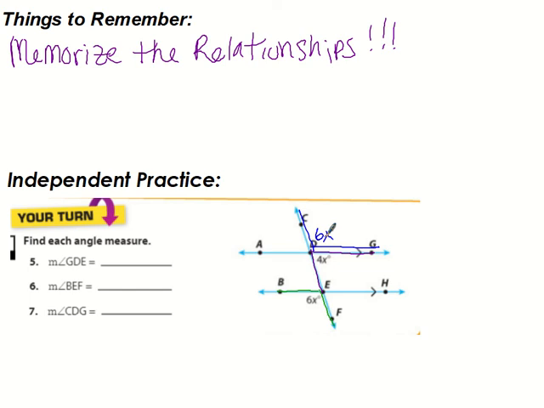Well, now I also know that we add this angle in, it's not actually part of it, but CDG, my blue angle, is actually corresponding to HED, which makes this 6x. Now you have same side interior angles that you can use to find x, which will then help you find your blue, purple, and green angles. Okay, until next time.